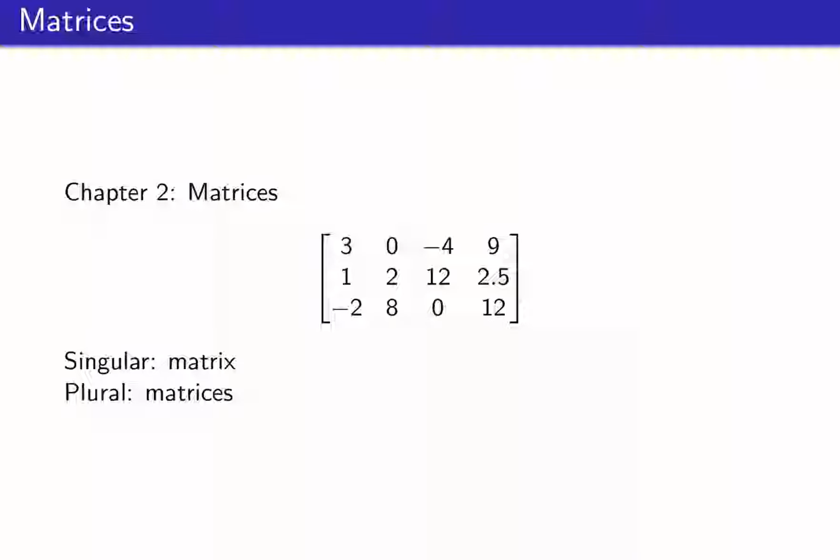A matrix is a rectangular block of numbers, like here. We've got 3 rows and 4 columns with numbers in it, and we usually put either parentheses or brackets around it to set it aside so we know that it's one object. The singular is a matrix, so this is a matrix. The plural is matrices.